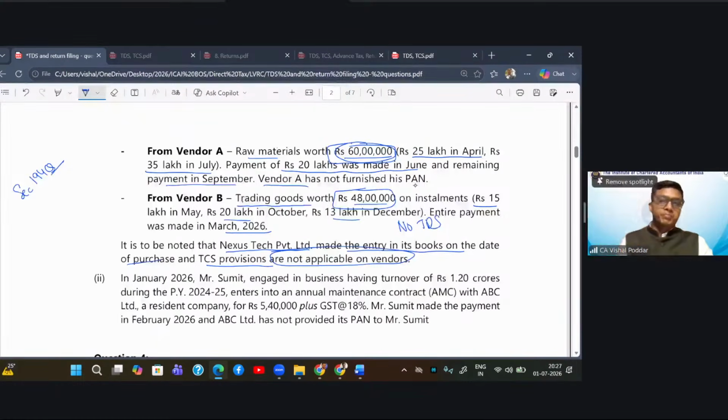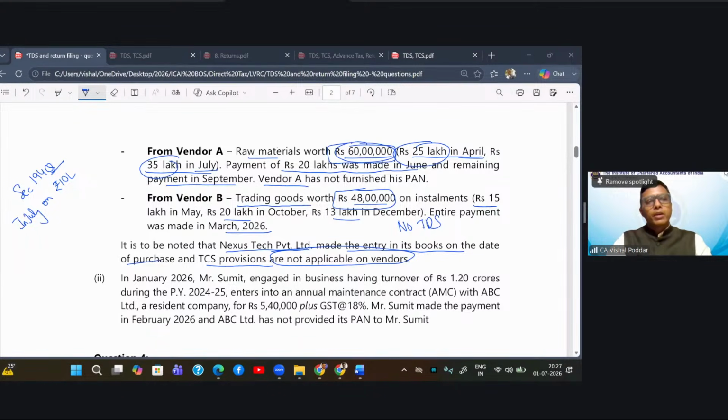But now the question is when? When will this TDS be applicable? So you made 25 lakhs purchases in April and balance 35 in July. So whenever you exceed 50 lakhs in that month, the TDS will be applicable on the excess portion. Correct? So this will apply in which month? It will apply in July on rupees 10 lakhs, which is exceeding the threshold of 50 lakhs. Perfect. You all are correct. Excellent.